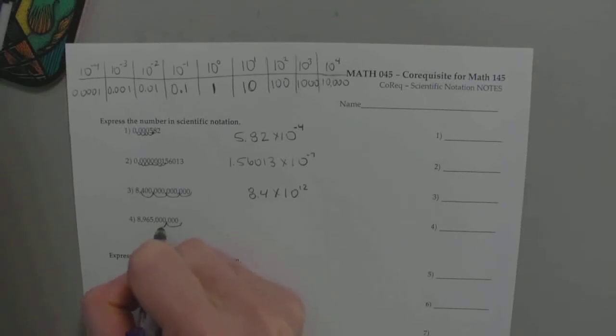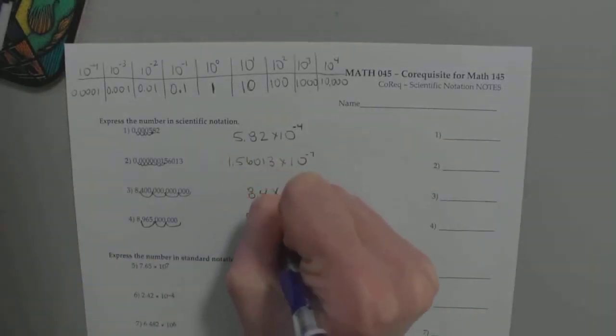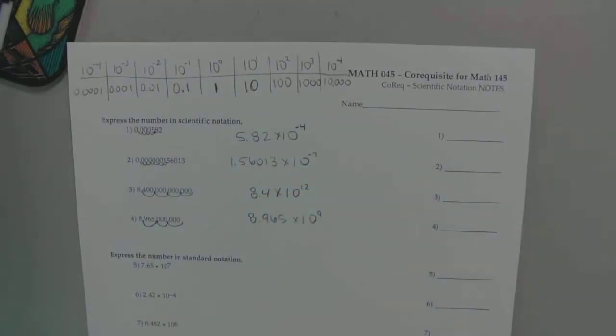This is going to be the same idea. I can move it 3 periods, so I can just go 3, 6, 9. So I'll have 8.965 times 10 to the 9th. Should it stay positive or change to a negative? Stay positive. So that's kind of how you do it.